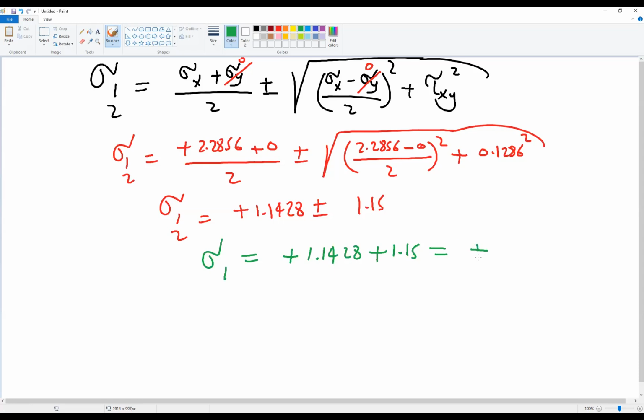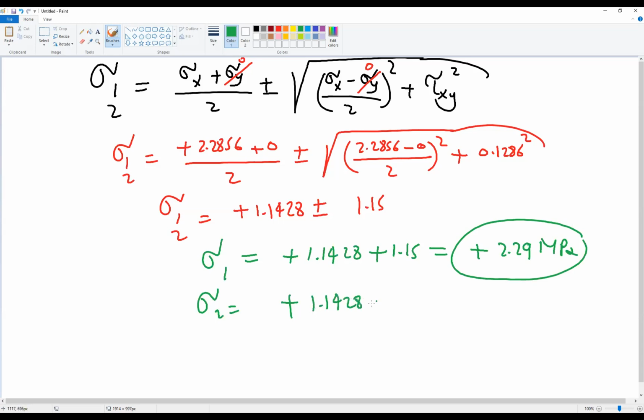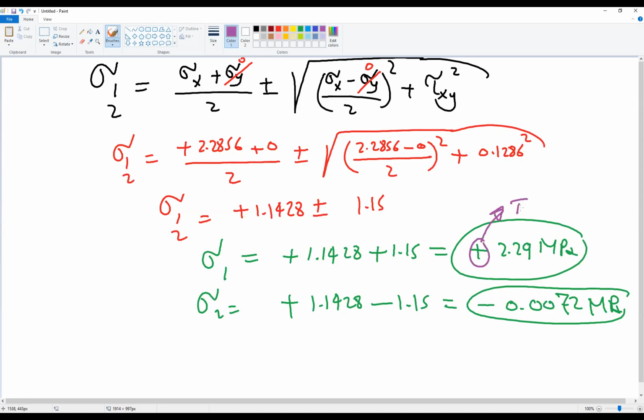So the final result: sigma 1 will be 1.428 plus 1.15. This gives us positive 2.29 MPa, and sigma 2 will be 1.428 minus 1.15. This gives us minus 0.0072 MPa. The positive sign means tension stress or tensile stress. The negative sign means compressive stress.